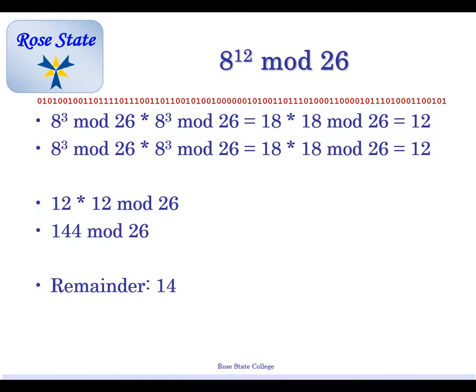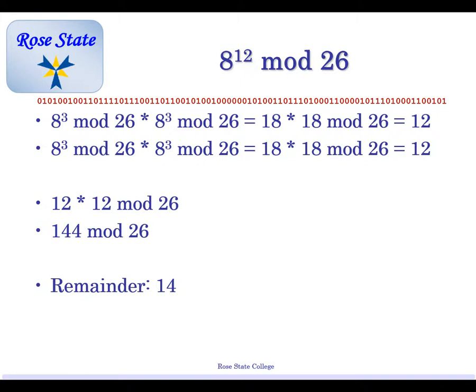Okay? You could also do 8 to the 3rd power 4 times. You could do 8 to the 3rd power mod 26 times 8 to the 3rd power mod 26 ends up with 18. So that's 18 times 18 mod 26, which is 12. 12 times 12 mod 26 is 144. 144 mod 26 is 14. You get the same answer no matter which way you do it. Everybody with me? So yes, you could do this.